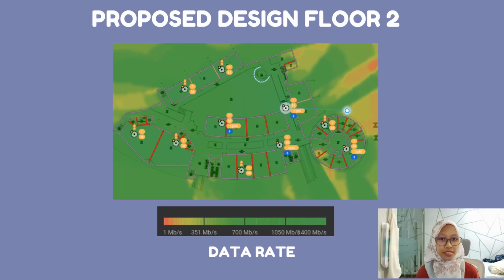Next, for the proposed design of floor 2, the data rate is more consistent across the floor. Most of the important indoor areas are covered in green, which indicates better potential speed and better wireless performance. This improvement is caused by better AP placement and wider coverage distribution.